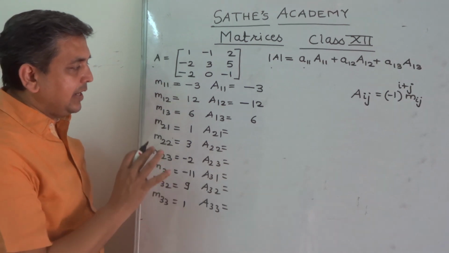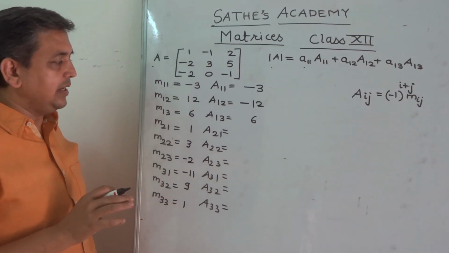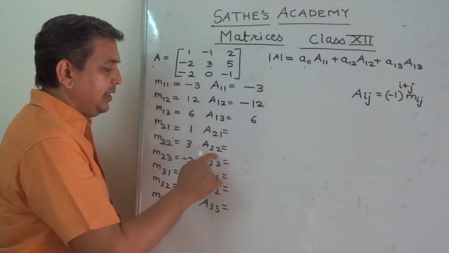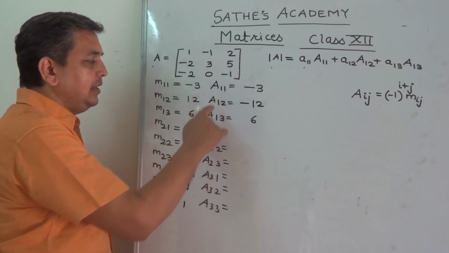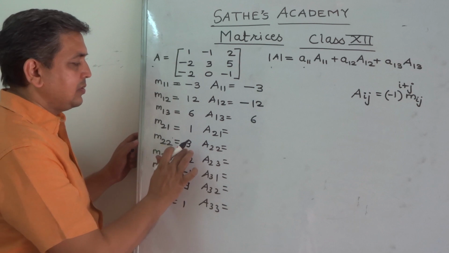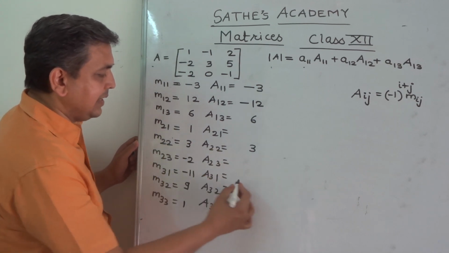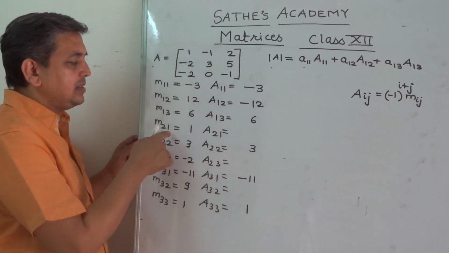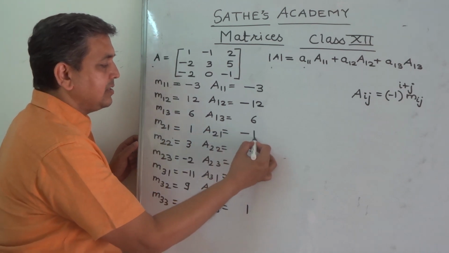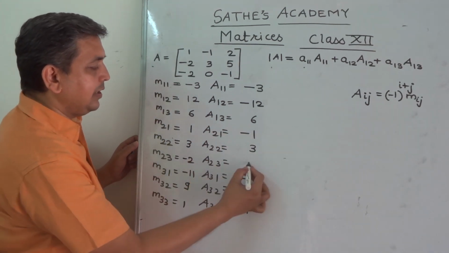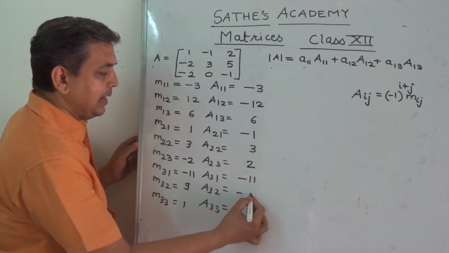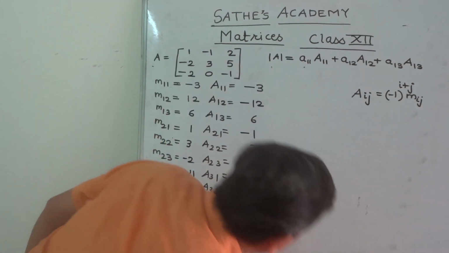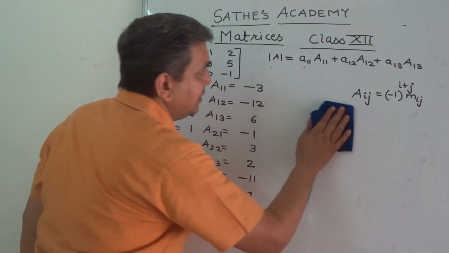Now students, we will find that in alternate cases we have to change the sign, and the remaining signs are the same, like 11, 13, 22, 31 and 33. In these 5 the signs remain the same, so this 3 will be as it is, this minus 11 will be as it is, this 1 will be as it is, and in the remaining the signs get reversed. Here we get minus 1, here we get 2, here we get minus 9. So this way we find the cofactors. So we have done 2 steps, minors and cofactors.